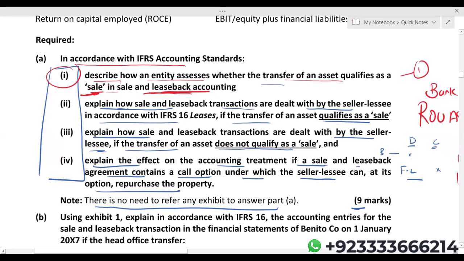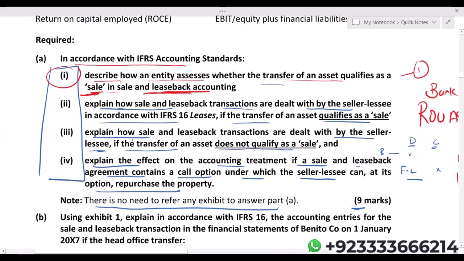Then it says explain how sale and leaseback transactions are dealt with. I have explained 3 scenarios. If you have time, then discuss all the 3 scenarios. If you don't have so much time, then at least discuss how you will calculate gain or loss when you are taking the same asset back on lease. You need to discuss how you will calculate the right of use asset carrying amount.